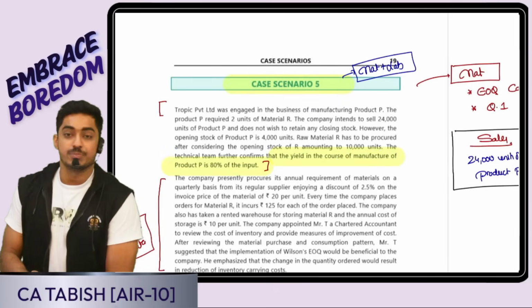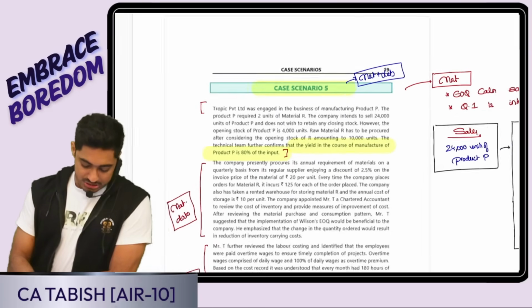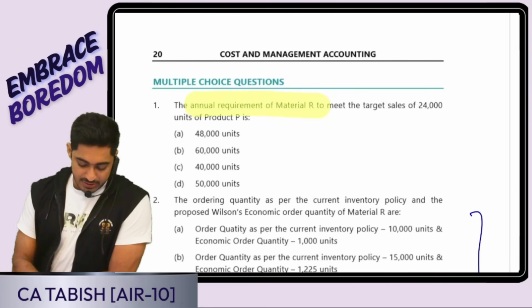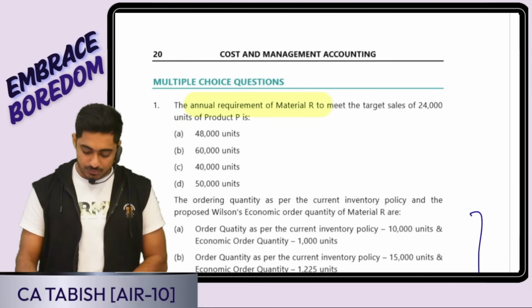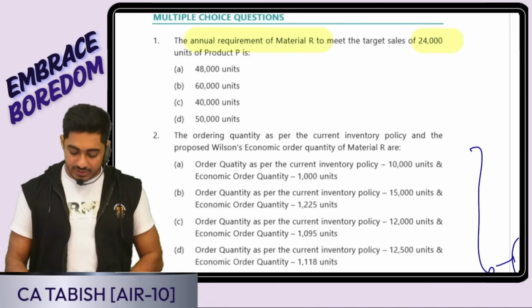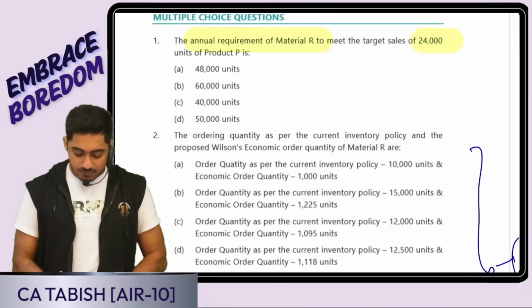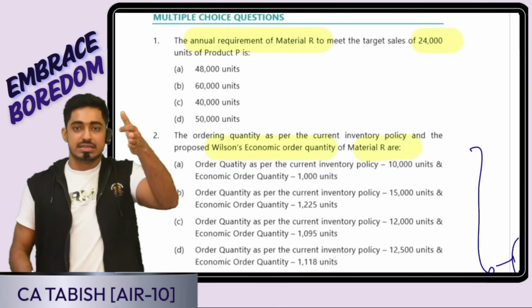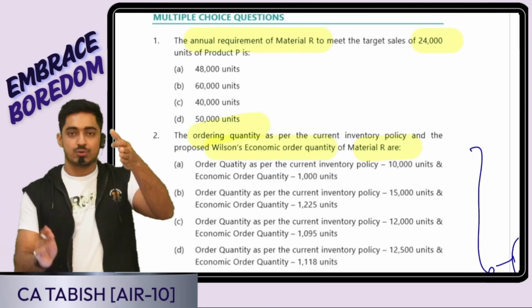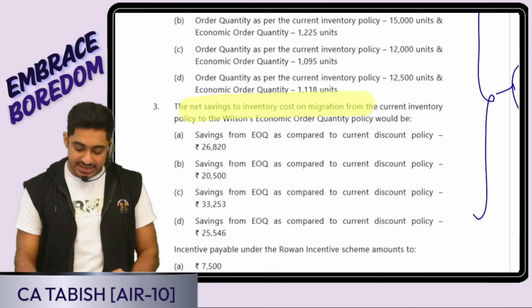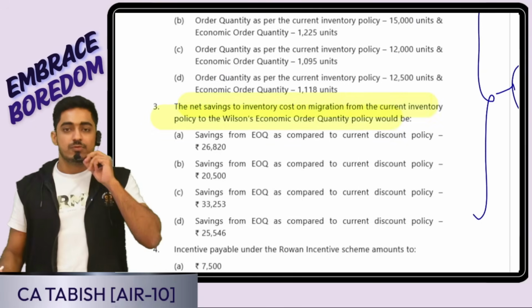So material costing, let me see what all questions I am having. First one is, what is the annual requirement of material R to meet the sales target of 24,000 units of P? Second, ordering quantity as per the current inventory policy and the proposed Wilson's economic order quantity of material R. What is the current ordering quantity and what is your EOQ? What is the net savings if we shift to Wilson's EOQ?